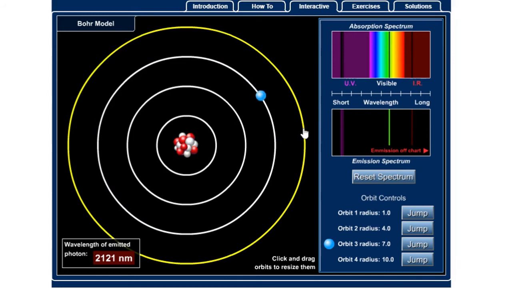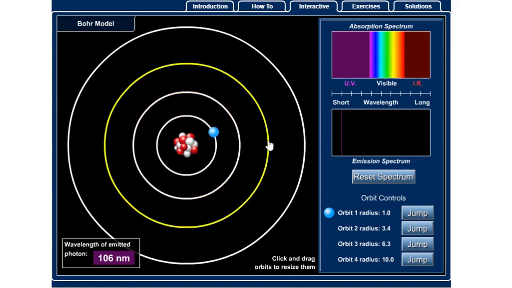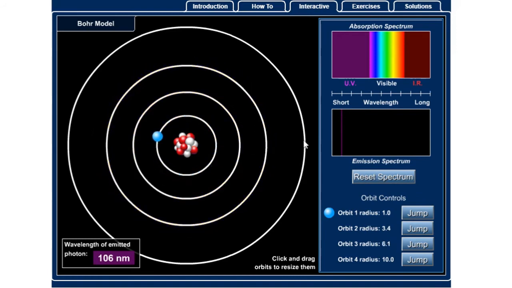And what we can do in this simulation is resize the rings. So I'm going to reset the spectrum. So you remember that it was 3 UV, 1 yellowish in the visible, and 1 in the infrared. If I reset the spectrum, actually I'm going to go to jump 1 and reset the spectrum. Different elements have shells that are different sizes. And so I'm going to just resize these shells.